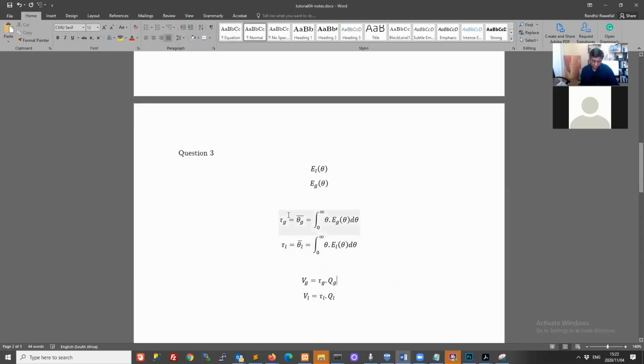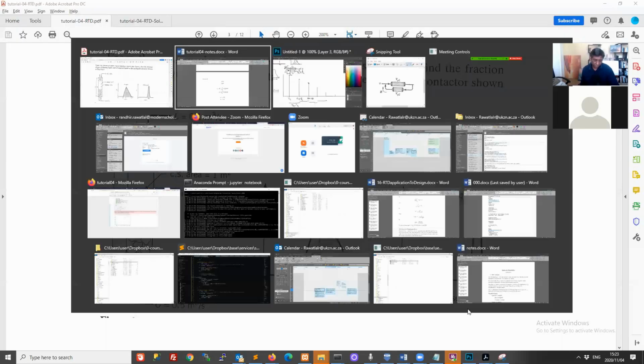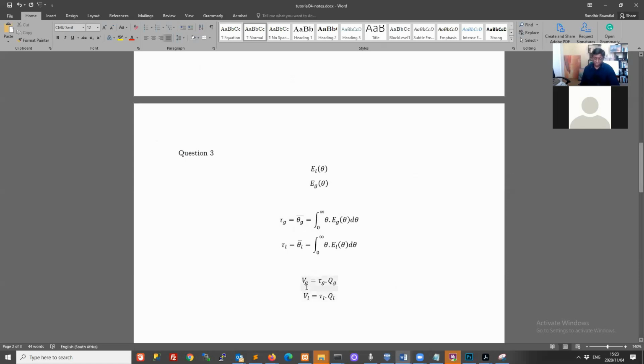So anyway, you can get the taus in both cases. And then the volumetric flow rates, as we said, are simply given to you with the question. So then you can estimate the volumes occupied by each of these phases.